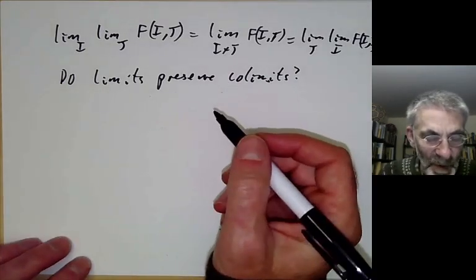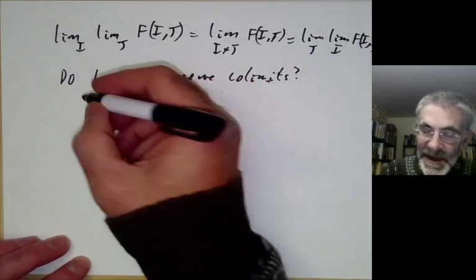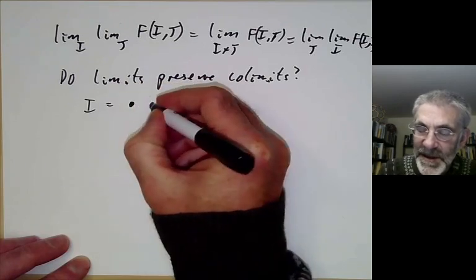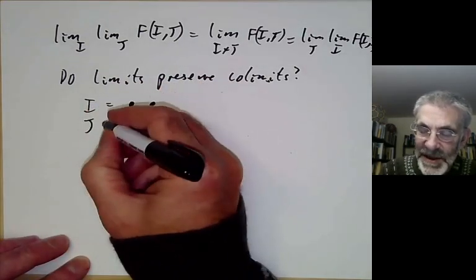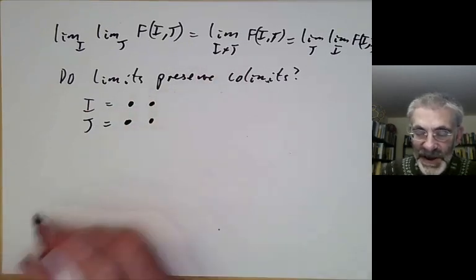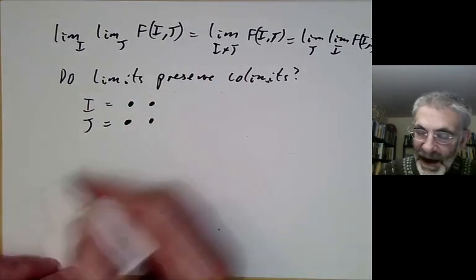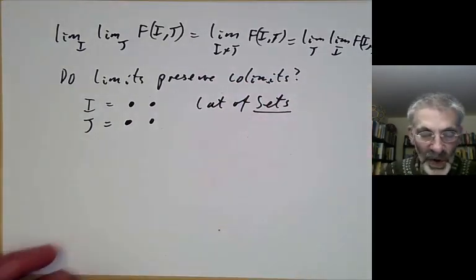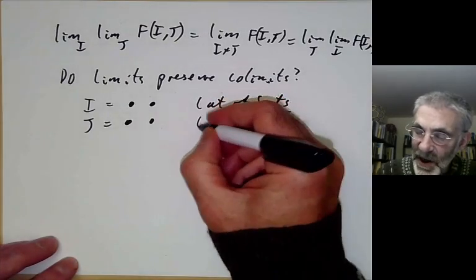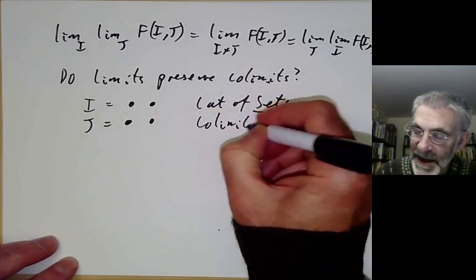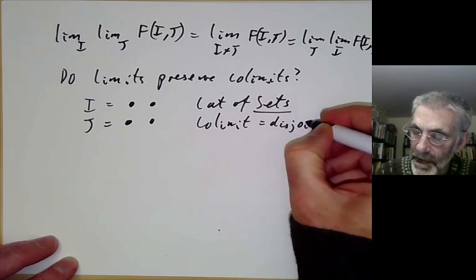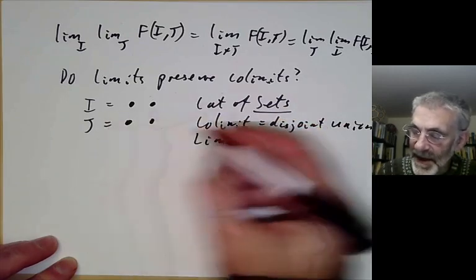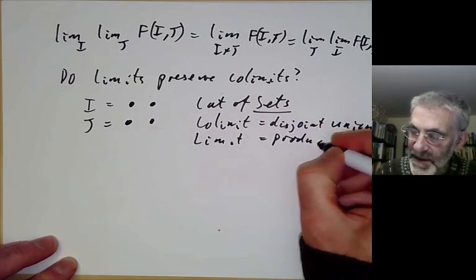And one simple way of seeing this is, we can just take a very simple example. Let's take the category I we're taking limits over to be just a category with 2 points. And let's take J to be another category with just 2 objects, because I'm feeling unimaginative. And we'll take limits in the category of sets rather than modules. And then the colimit in sets is disjoint union. And the limit of sets over this category is just a product of 2 sets.